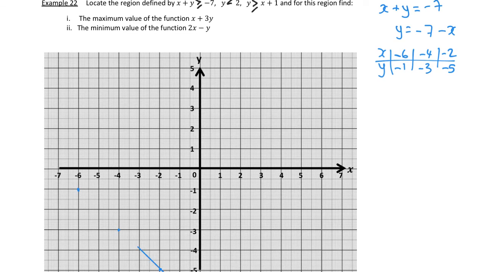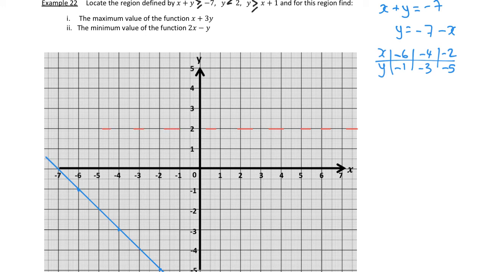So that's going to be a solid line through those points. What we need to do is then look at the next one. So y is bigger than 2. Y is bigger than 2 is a horizontal line which passes through 2. It's a bigger than graph, so it's going to be a dashed line. So it's going to look like this.